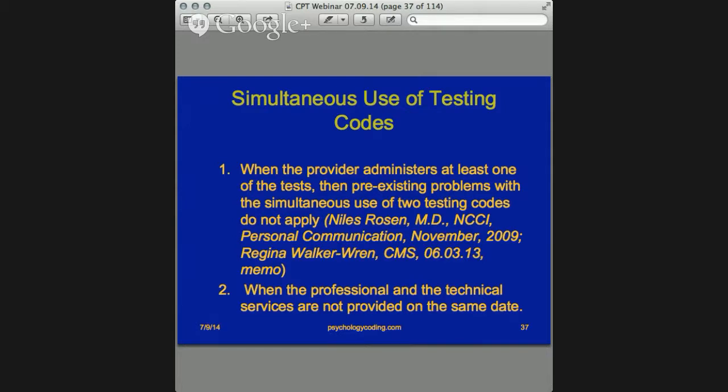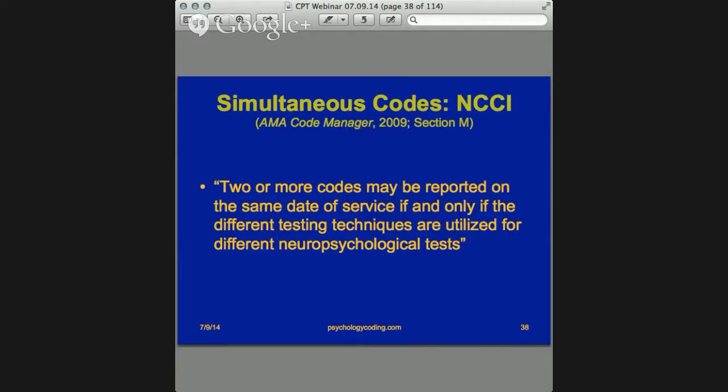Alternatively, when the professional and the technical services are not provided on the same date, one could theoretically use both of these codes. And two or more codes may be reported on the same date if and only if different testing techniques are utilized for different neuropsychological tests. So it's important to know that what these folks are interested in is making sure that there is no double dipping.